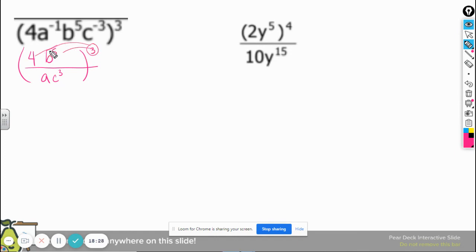Oops, I meant for that one to go this way. Everything in here. Like there's 4 different things in here, and they're all getting this exponent of 3. So 4 to the 3rd power, b to the 15, a to the 3rd, c to the 9th. And the only thing that you can simplify here is this 4. 4 times 4 times 4, that's 16. And then times 4 is 64. So 64, b to the 15, a to the 3rd, c to the 9.